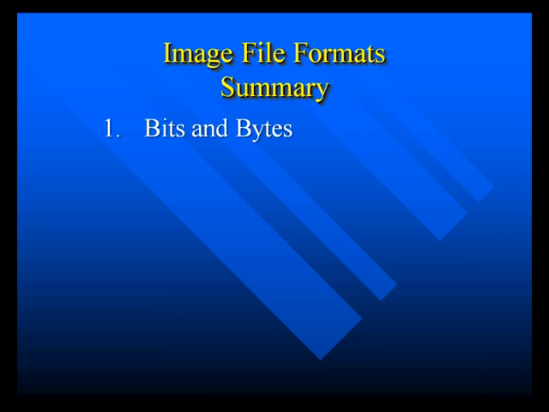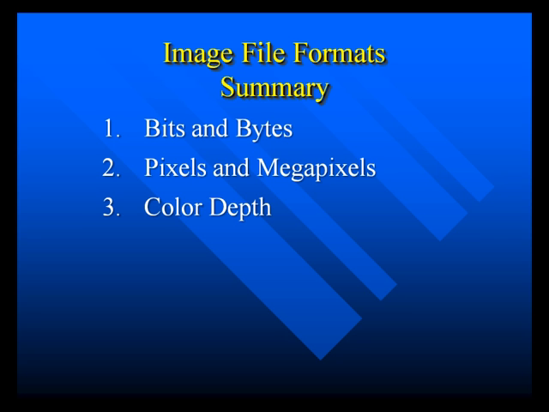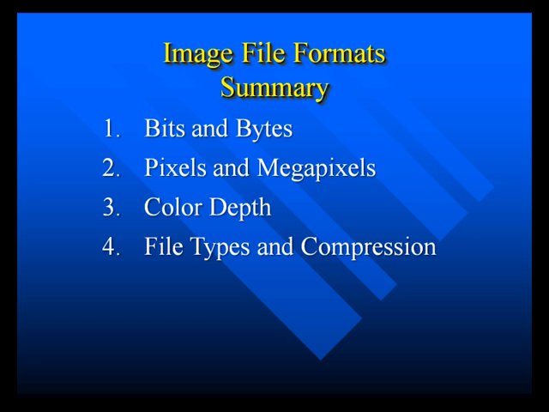So to summarize, we've talked about bits and bytes. That's the computer geek portion of this talk. We've talked about pixels and megapixels. Our cameras shoot in megapixels. We've talked about color depth, with true color being 24-bit, or requiring 3 bytes per pixel. 1 byte for red, 1 byte for green, 1 byte for blue. We've talked about file types and compression. We typically work with JPEGs, although other file types are possible.